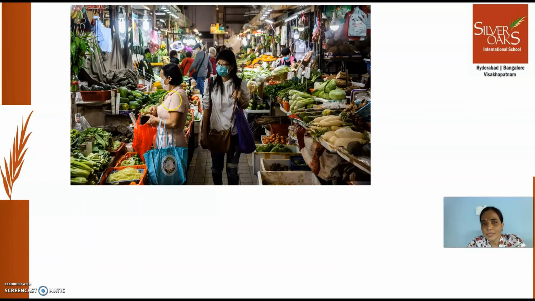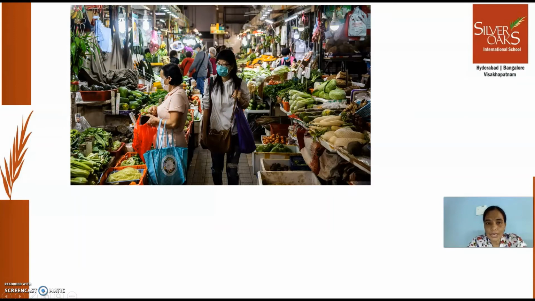There are other people also, but they are in the background, right? This lady is also wearing a mask. Here also someone is wearing a mask. And what are these ladies carrying? They are carrying bags. She's buying vegetables and she's looking at the vegetables. And then you see this market is very well lit. There are lights everywhere.